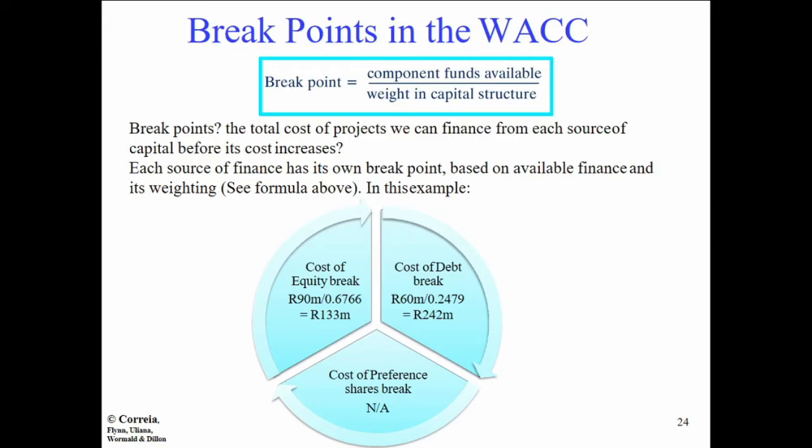So in the WACC calculation, debt has a weighting of 24.79% of the company's capital structure. So the breakpoint for debt has been calculated as 242 million. So the company can invest up to 242 million without incurring a higher interest rate. Therefore, if the company decides to invest above 242 million, the increase in debt obtained will be at a higher interest rate of 12.8% before tax, which works out to 9.22% after tax.